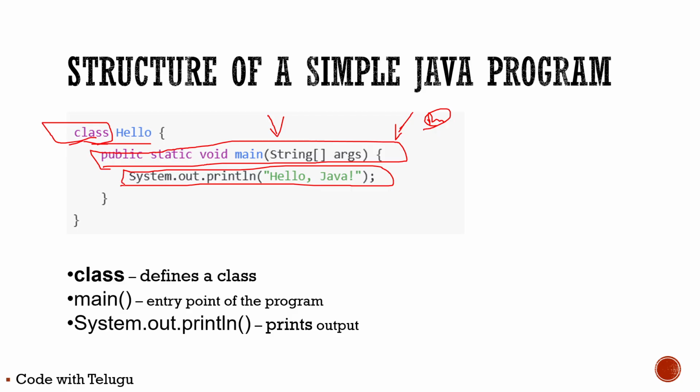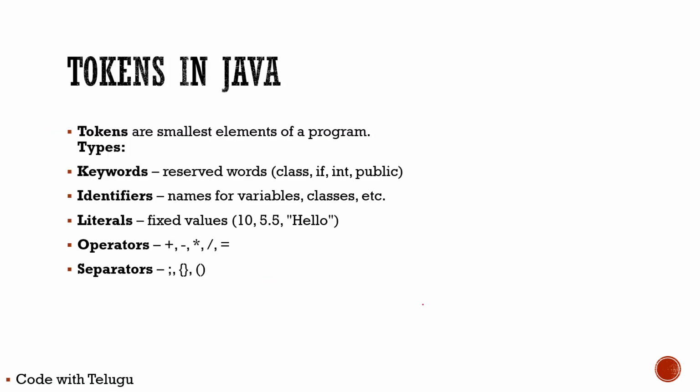System.out.println means printing the output. Whatever we give in the double quotes will be printed on the screen. Same, what I explained is the meaning of this.